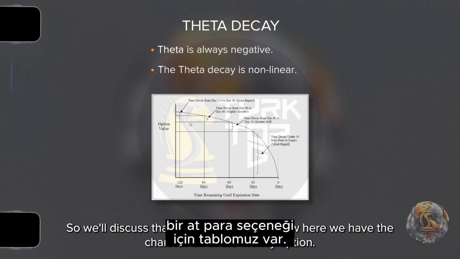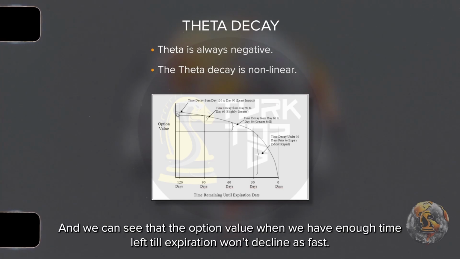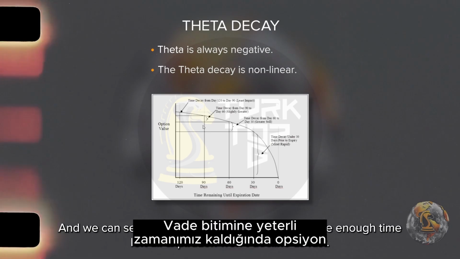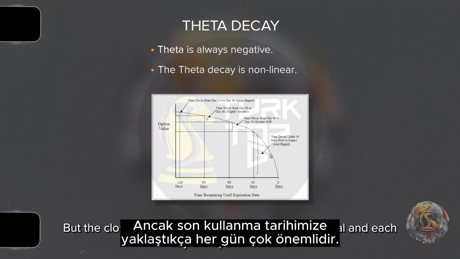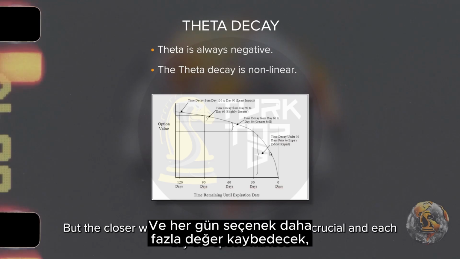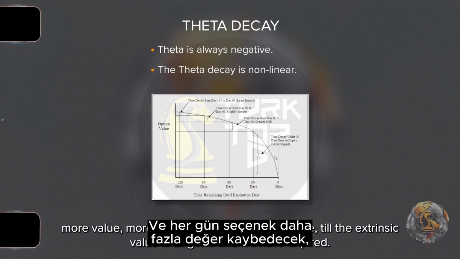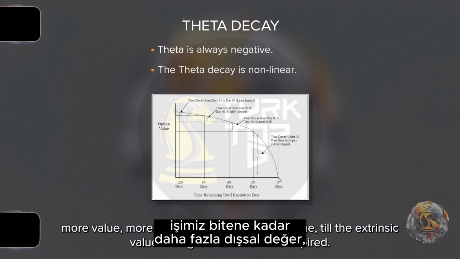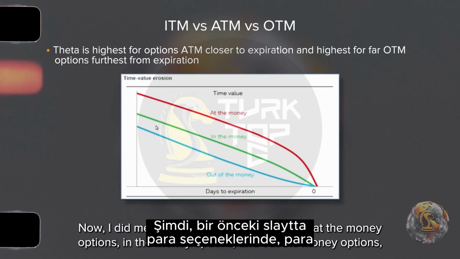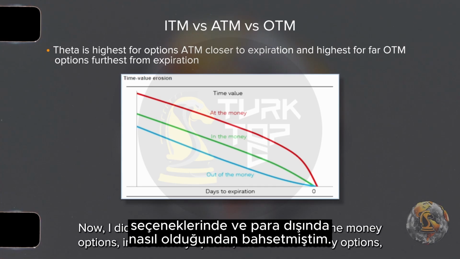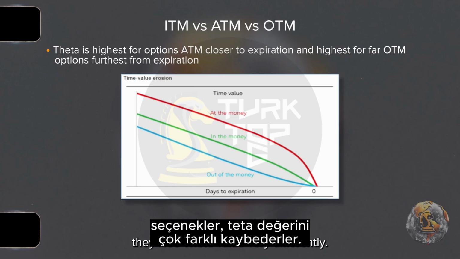Right now here we have the chart for an at the money option. And we can see that the option value, when we have enough time left till expiration, won't decline as fast. But the closer we get to expiration, each day is crucial. And each day the option will lose more value, more extrinsic value, till the extrinsic value is all gone and we have expired. Now, I did mention in the previous slide how at the money options, in the money options, and out the money options lose theta value very differently.